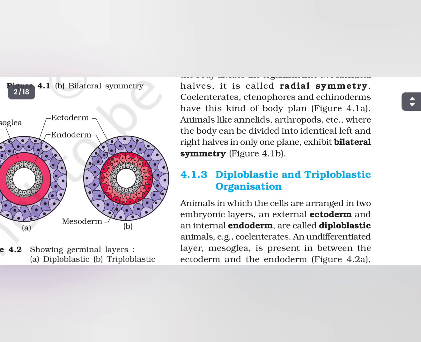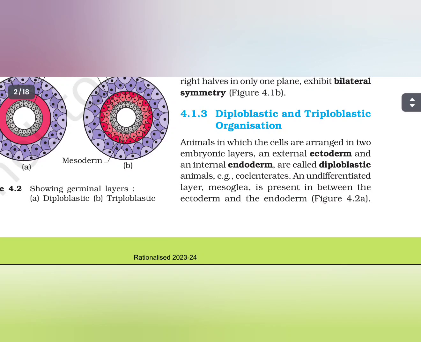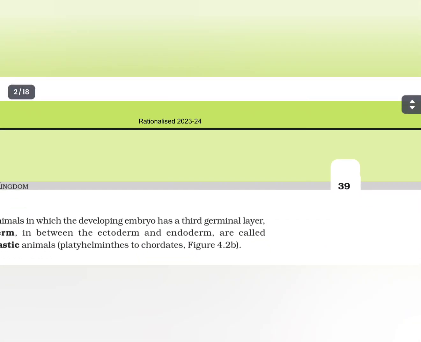Animals like annelids, arthropods, etc., where the body can be divided into identical left and right halves in only one plane, exhibit bilateral symmetry. Diploblastic and triploblastic organization. Animals in which the cells are arranged into two embryonic layers, an external ectoderm and an internal endoderm, are called diploblastic animals. Example: coelenterates. An undifferentiated layer, mesoglea, is present in between the ectoderm and the endoderm.